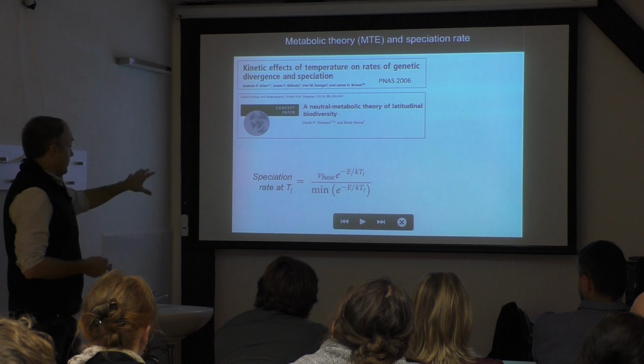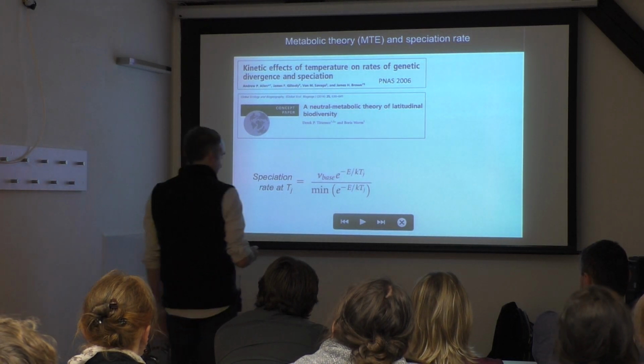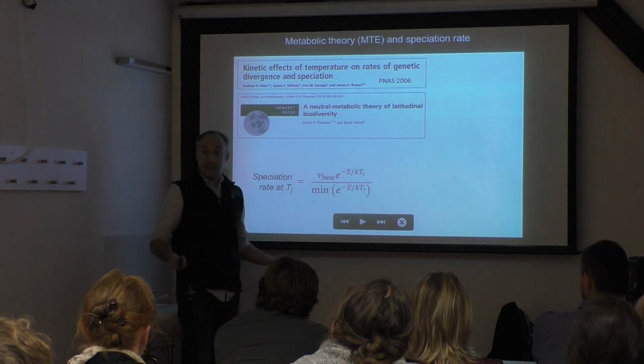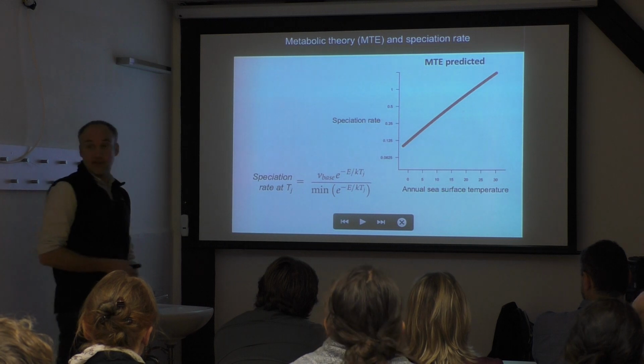Now, when you take the theory and you actually plug in some numbers, and you look at what speciation rate should be as a function of the temperature range that we see across latitude for marine fishes, it basically is something that looks like this.